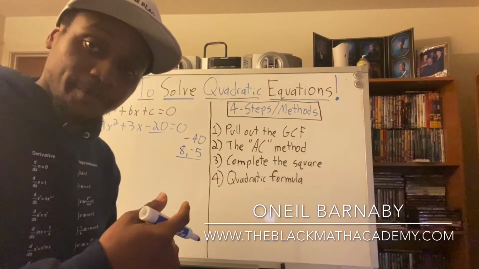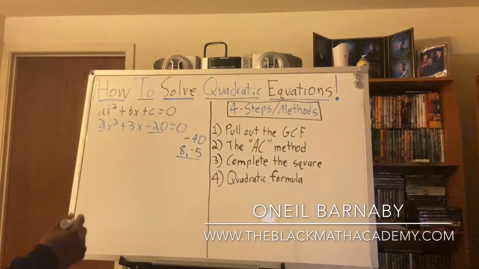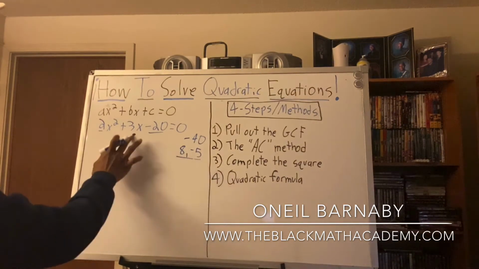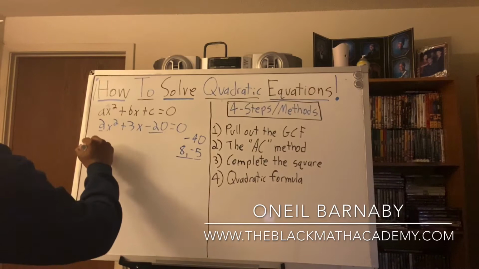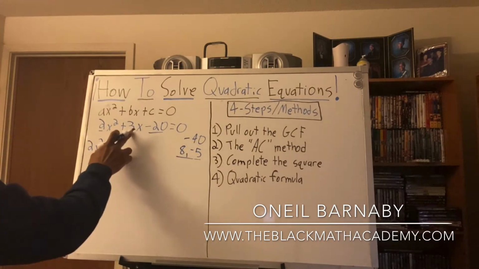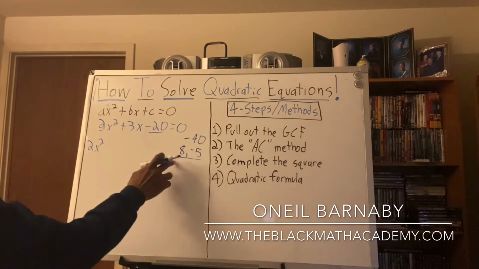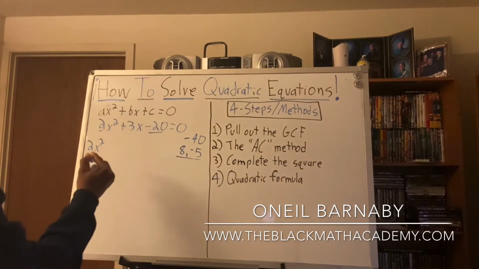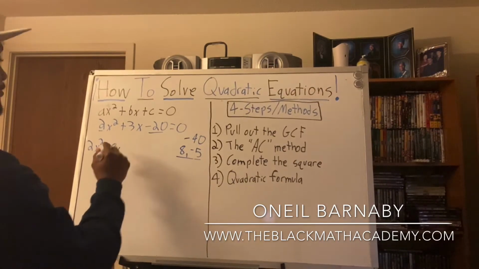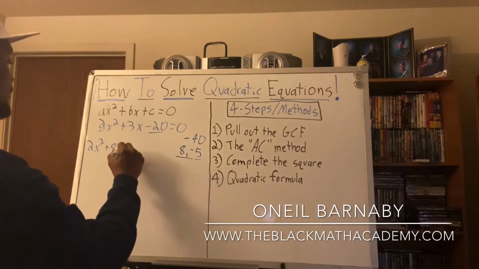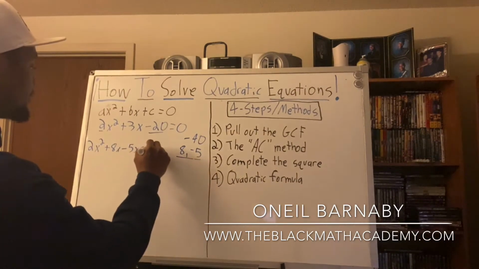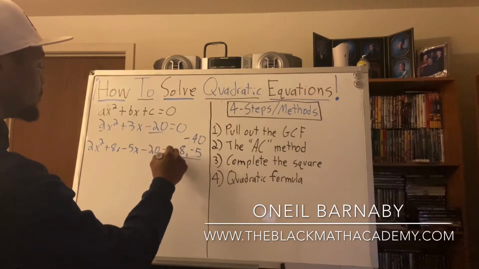rewrite the middle term. Let me show you what I mean. I'm going to rewrite this entire equation using these two numbers to replace the middle term. So 2x squared, that was the first term. This 3x we're going to change by using these two values instead. Since 8 is positive, plus 8x. Since 5 is negative, minus 5x. And then minus 20 comes down, still equaling 0.